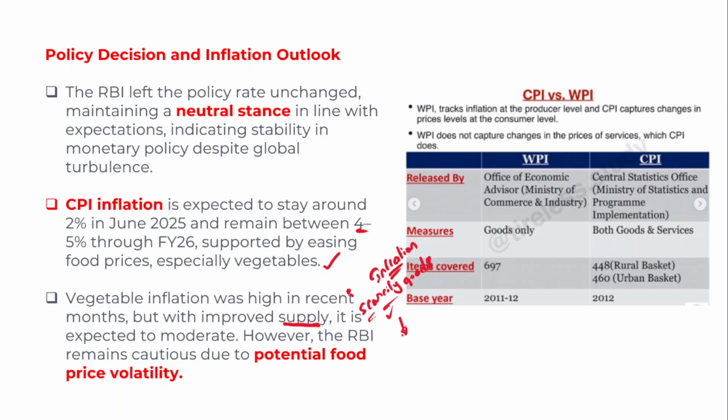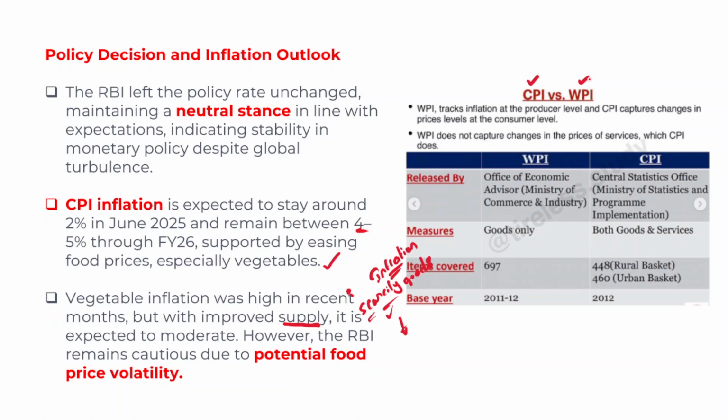However, still RBI remains cautious due to the potential food price volatility. Now, food price volatility is very high in India, and because of that reason RBI always remains cautious, right? So let's understand the difference between the consumer price index and wholesale price index inflation.